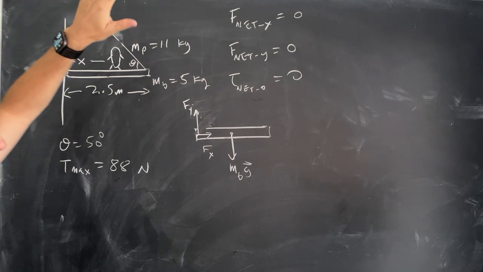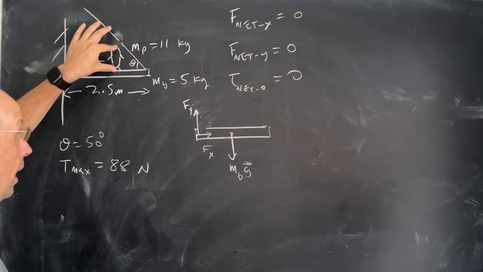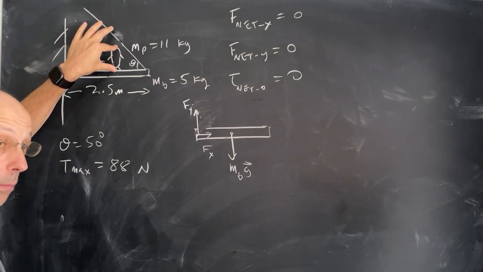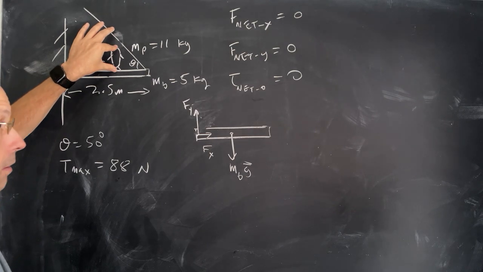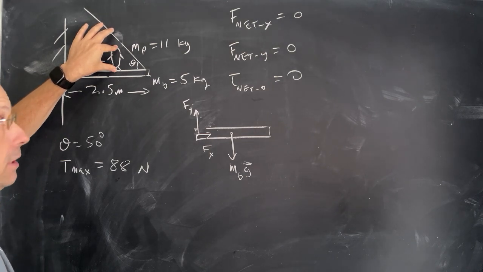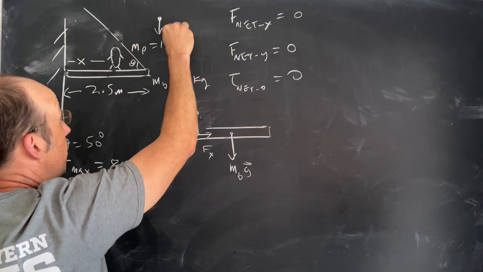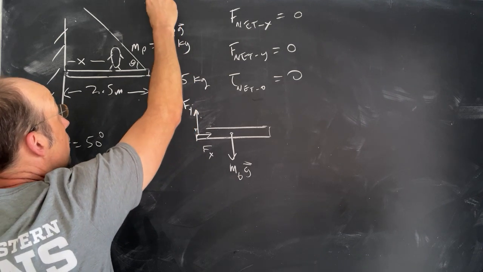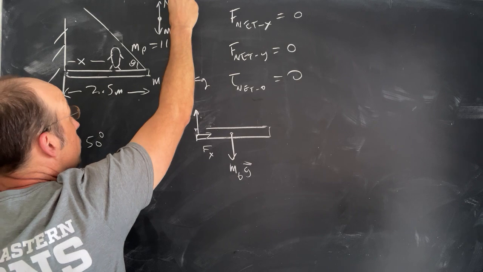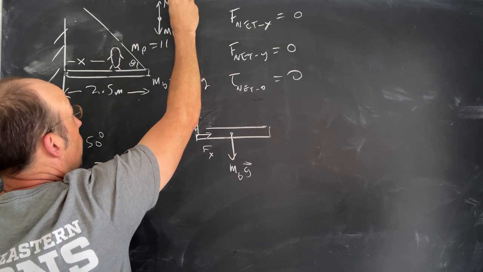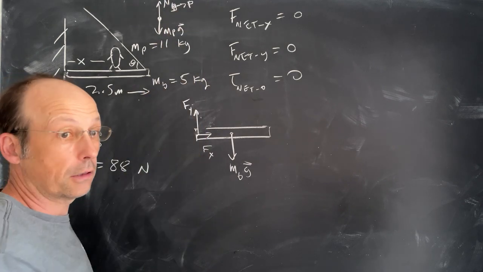Next, I actually have the normal force of the penguin pushing down on the plank. The gravitational force does not push down on the plank. However, if I drew a force diagram for the penguin, I have the mass of the penguin times g, and then the normal force of the plank pushing on the penguin.